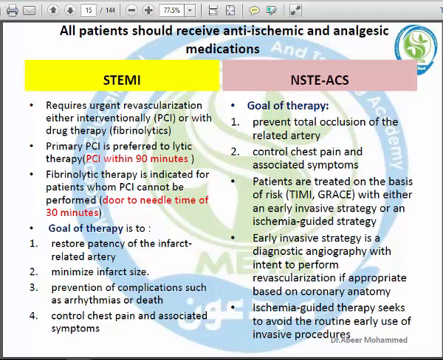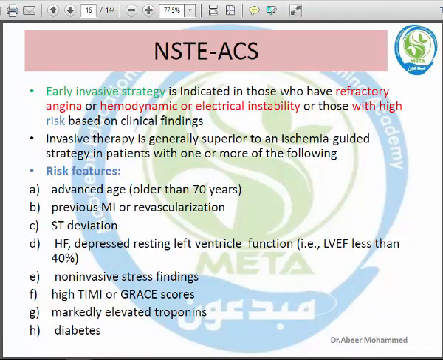نشوفها هنا. طيب الريسك فاكتور بتاعت العيان اللي بتخلينا أفضل البي سي اي اوفر الإسكيميا جايدد، يكون العيان عمره أكبر من 70 سنة، يكون عنده previous MI or revascularization، يكون عنده ST deviation يعني في تغيير في ال ECG، or عنده heart failure with reduced ejection fraction، or يكون non-invasive stress finding، or عنده high TIMI or Grace scores. markedly elevated troponin يعني يكون non-STEMI، or يكون العيان diabetic.